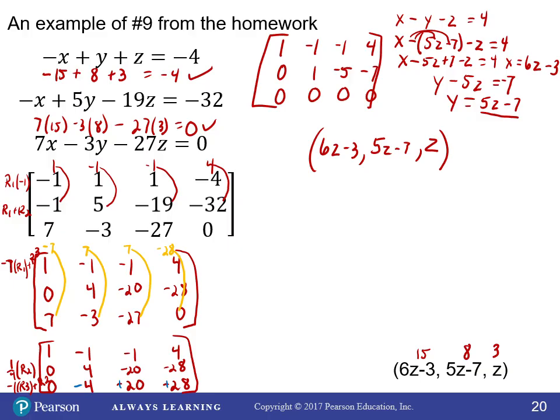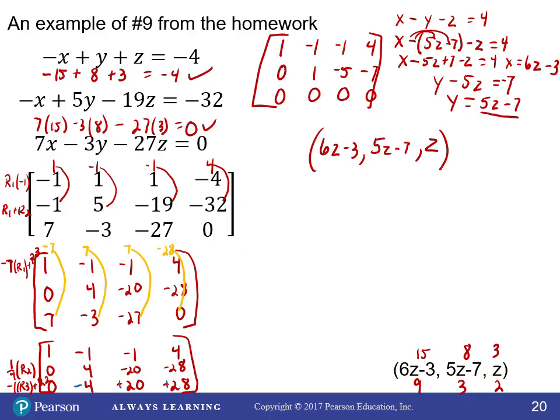But you could pick other numbers. Maybe I want to say that Z is 2. Well, then that would be 10 minus 7 would give you 3 for Y, and that would be 12 minus 3 would give you 9 for X, and you could plug those numbers in. Those would also work in any of those. So that's where Z can be any number.